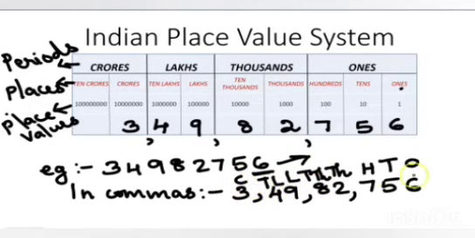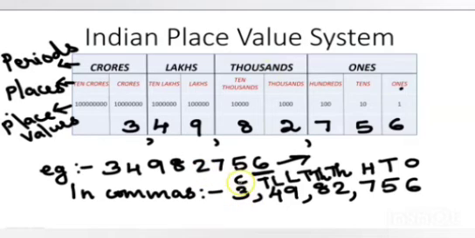While writing the number name, you also have to note one thing: two digits belonging to the same group or same period are read together. For example, here 4 and 9 belong to the same period, that is lakhs, so it is read as 49 lakhs. You have to read it together along with the period name. Here 8 and 2 belong to the thousands period, therefore it is read as 82,000.